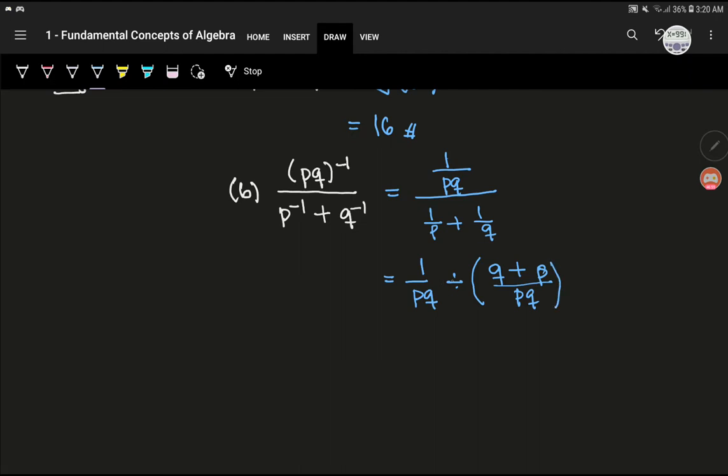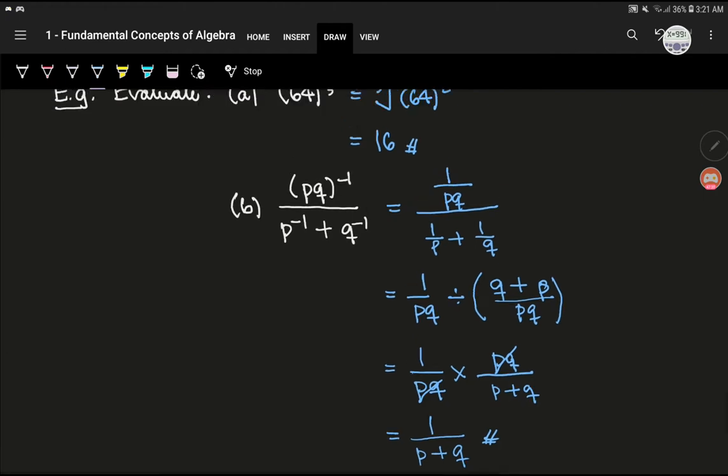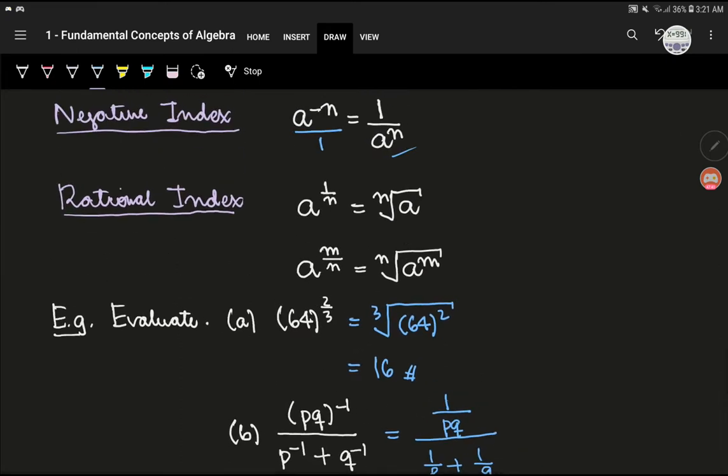Since we divide by a fraction, we can change it into multiplication. 1 over PQ multiply with, now we invert, we interchange the numerator and denominator, PQ over P plus Q. Here this PQ cancels out this PQ. What's left is 1 over P plus Q. These two examples are related to negative and rational indices.